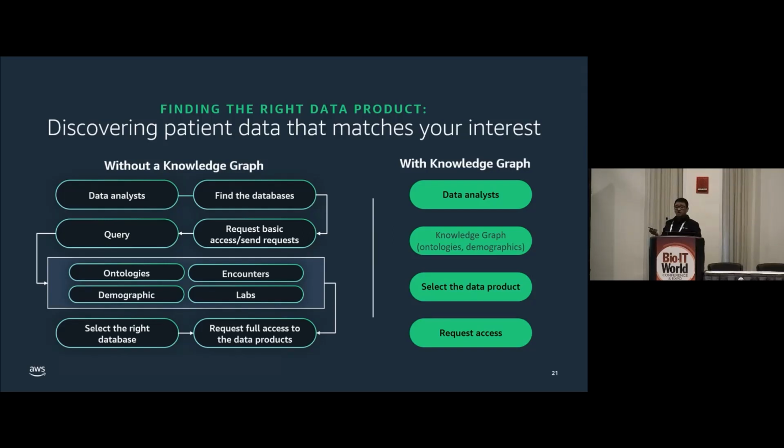Now, with a knowledge graph, you can alleviate all these repetitive searches. You can extract the entities that you want and build a knowledge graph, and then have your data analysts search those based on a semantic search. It will provide a list of data products to which they can gain access, and then finally get that patient level information to build your cohort.